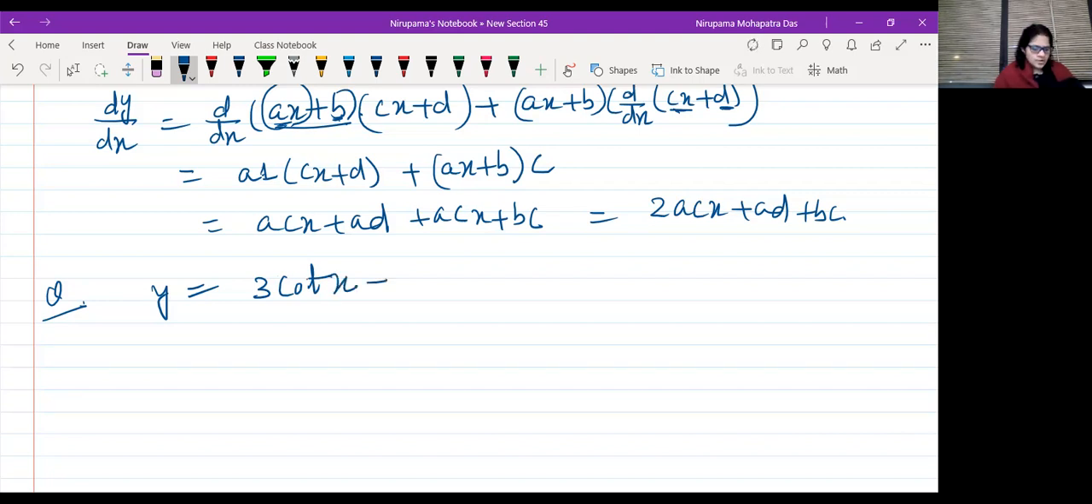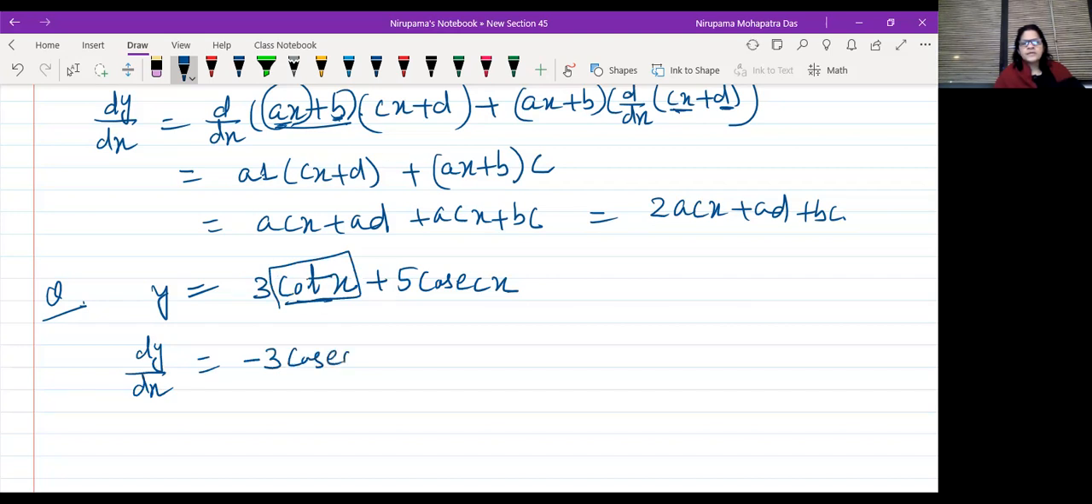3 cot x plus 5 cosec x. So dy by dx, 3 times cot x. I am doing this question directly. Cot x derivative is minus cosec square x. So you can write here minus 3 cosec square x. dy by dx of cosec x is minus cosec x into cot x. So minus 5 cosec x into cot x.